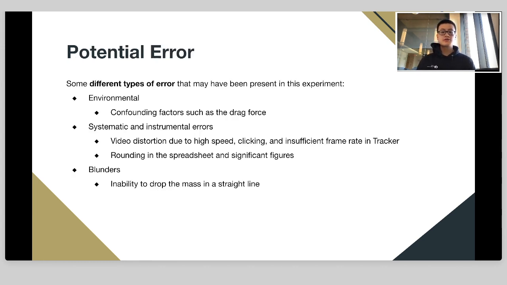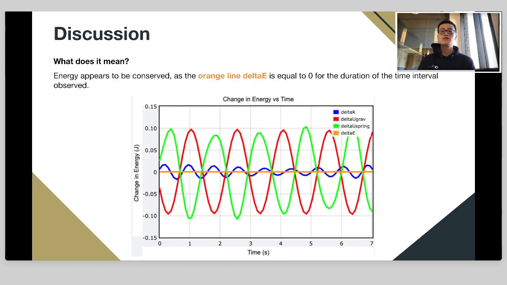Though the conditions we were presented at first were idealized, a variety of errors may have been introduced into our experiment. These include improper calibration, which would fall under the category of instrumental errors, as well as a lack of accounting for actual forces in the real world, such as air resistance and drag. This could have resulted in fluctuations that may at least partially account for the disparities observed between the computational model and our physical observations. Addressing what it means, energy does appear to be conserved, as the orange line delta E is equal to 0 for the duration of the time interval observed.